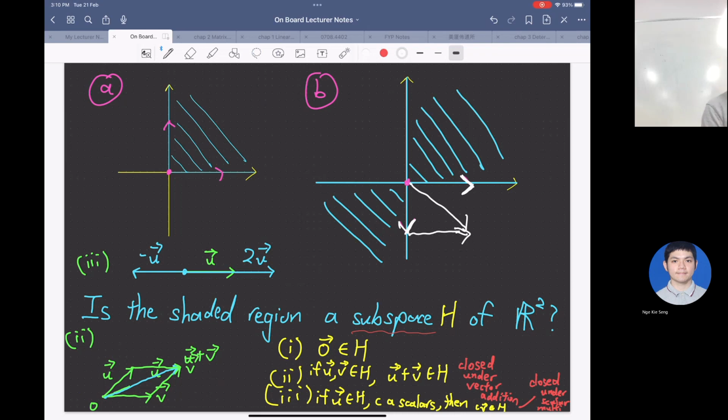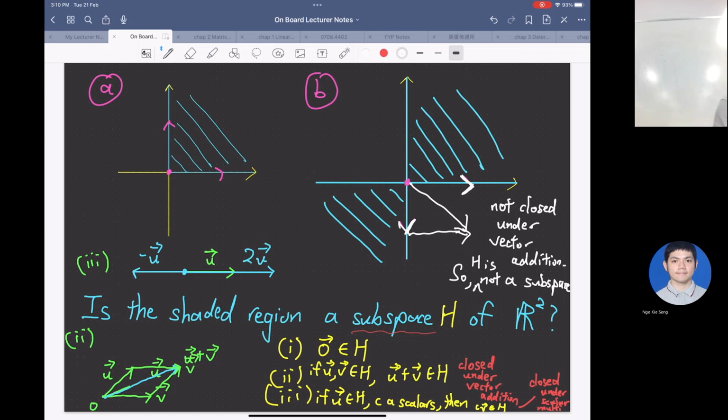So this is not closed under vector addition, because you went out of the subspace, out of the shaded region. So it is not a subspace. So H is not a subspace.